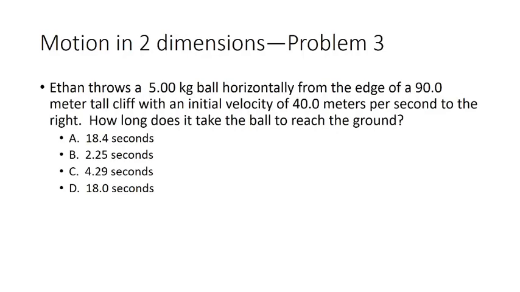All right, now we're going to look at problem number 3. This says Ethan throws a 5-kilogram ball horizontally from the edge of a 90-meter tall cliff with an initial velocity of 40 meters per second to the right. How long does it take the ball to reach the ground?